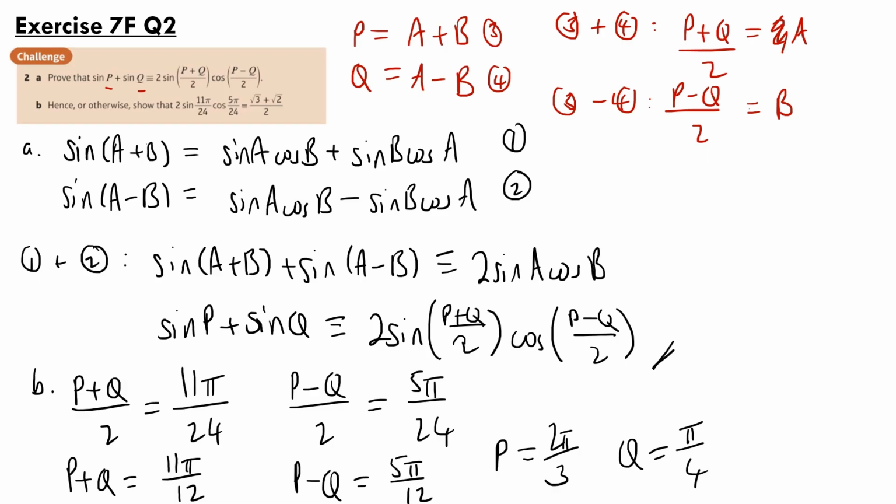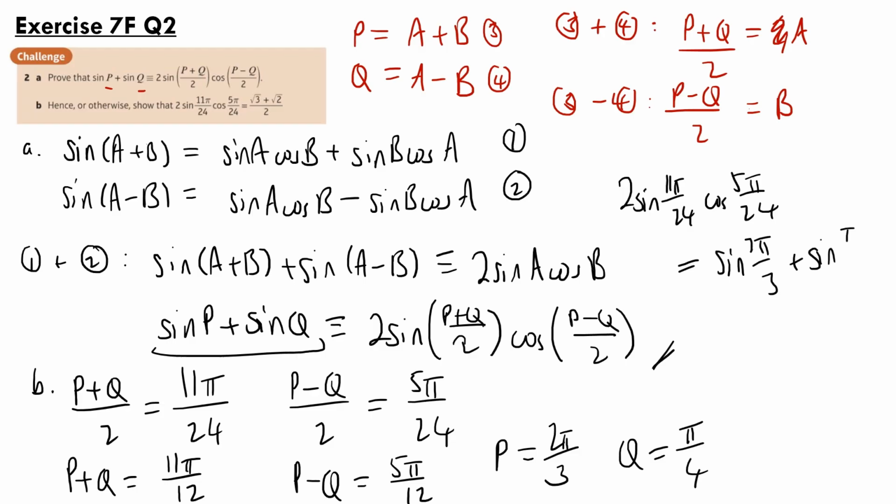So we can plug these values into the left-hand side here. So we know that 2 sine of 11π/24 times cos of 5π/24 is equal to, let's do it up here, 2 sine of 11π/24 cos of 5π/24 is equal to sine of 2π/3 plus sine of π/4.